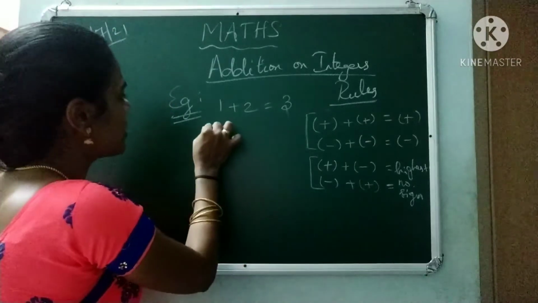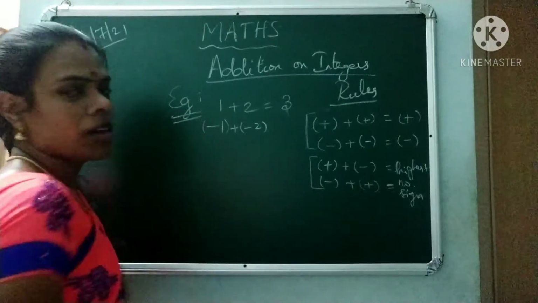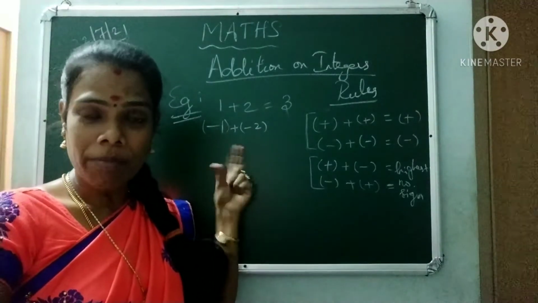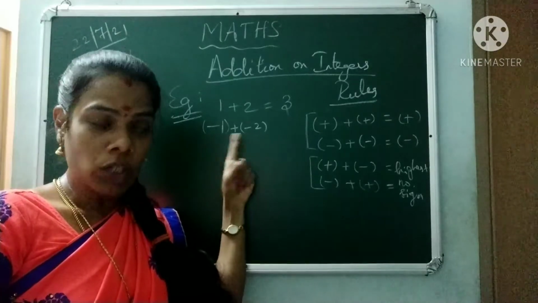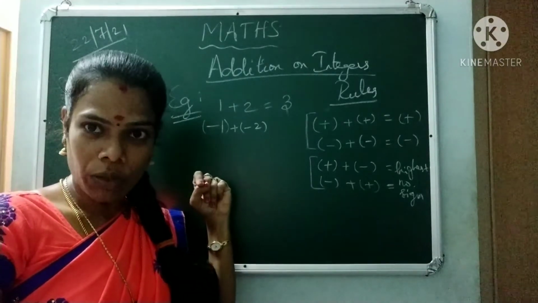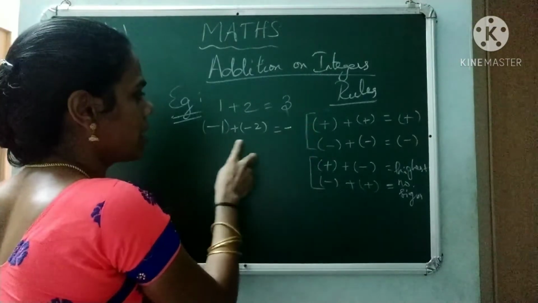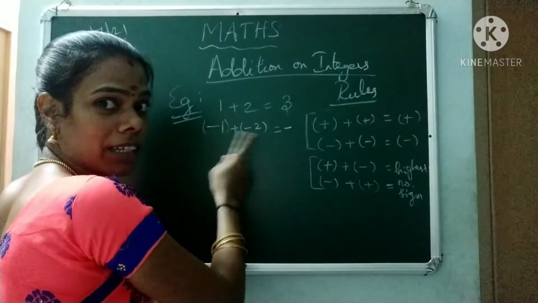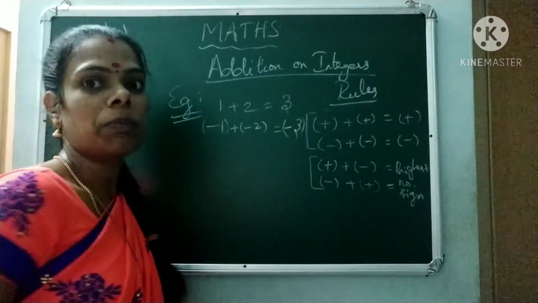Again, if I am adding minus 1 and minus 2, here also I am adding, but I have taken negative integers. Both signs are negative, so your answer is also negative, and then just add up. First put a negative sign, and then add up 1 plus 2, 3. So your answer for this one is minus 3.